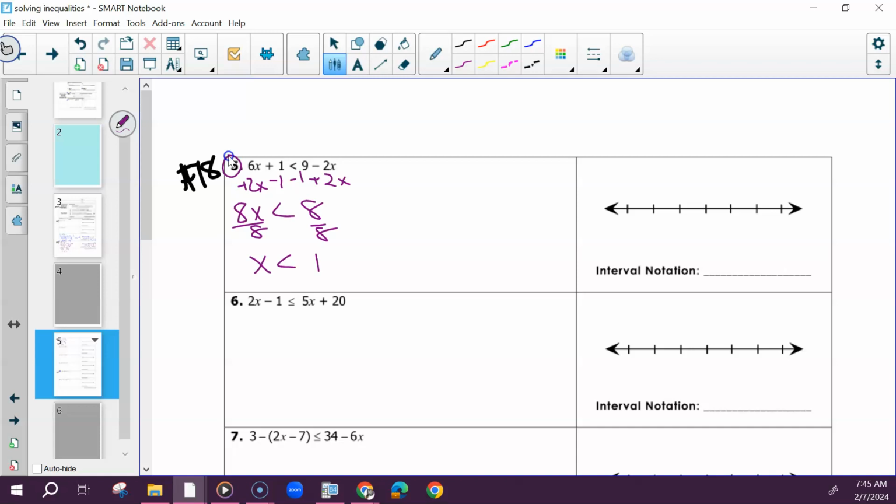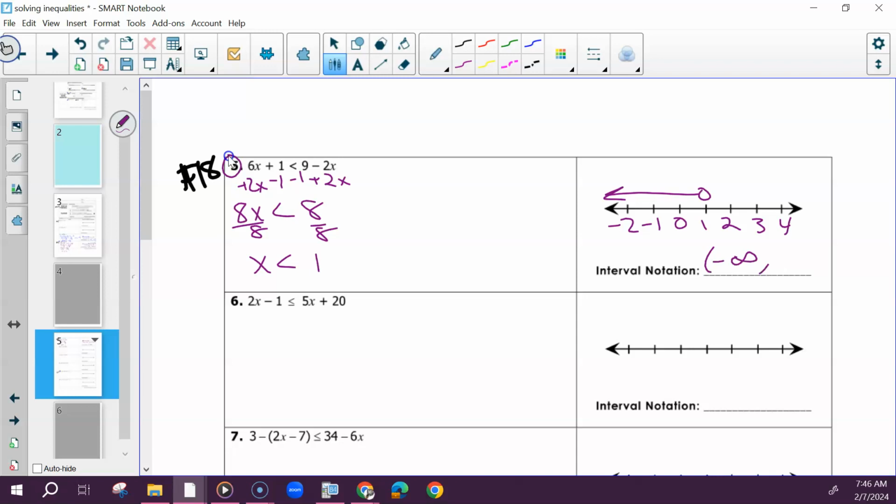Go ahead and graph that. Would that be open or closed? Open. Going to the left or to the right? Okay. Interval notation, where does that start? Negative infinity. It keeps going to the left. And then where does that end?